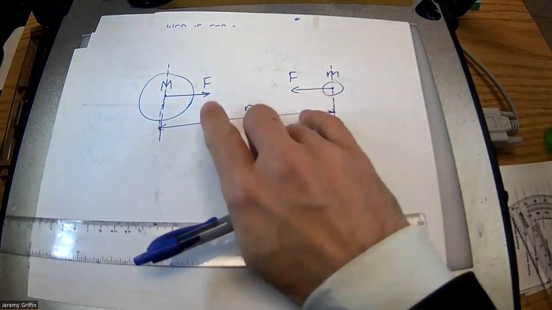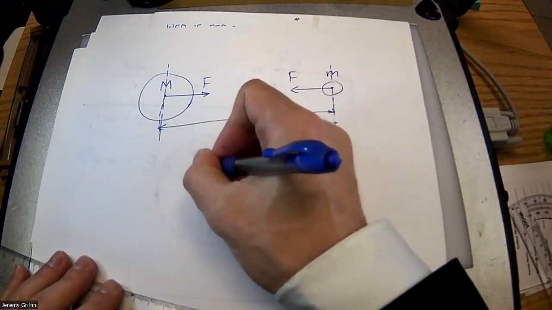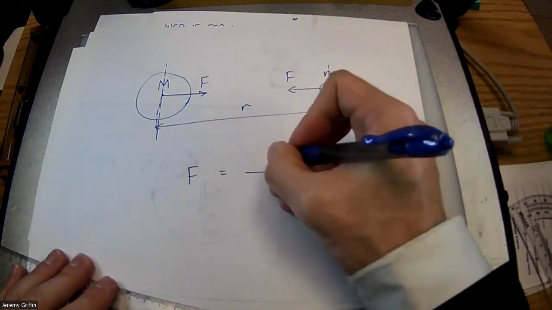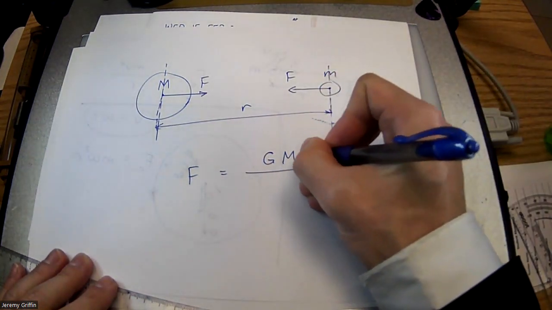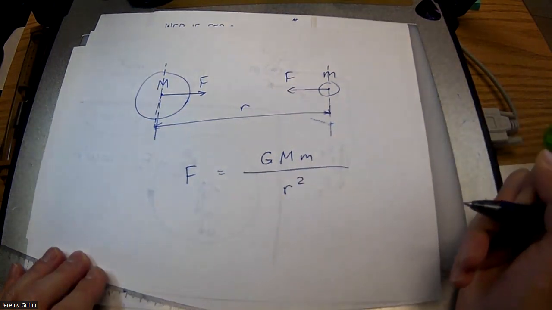Now, guys, which of these forces is bigger? The Earth pulling the Moon, or the Moon pulling the Earth? They're the same. That's the third law, right? And what is that force equal to in magnitude? GMm over R squared.